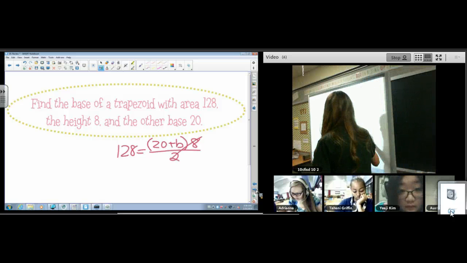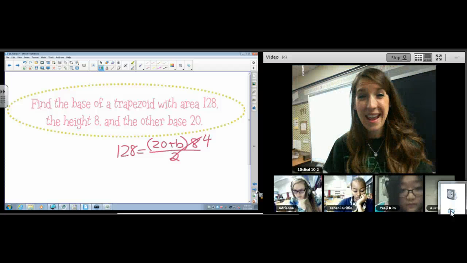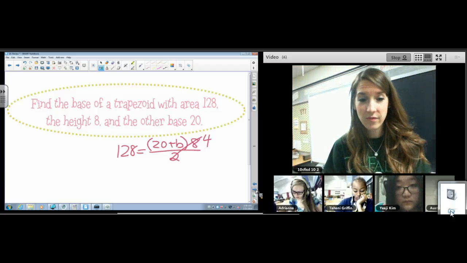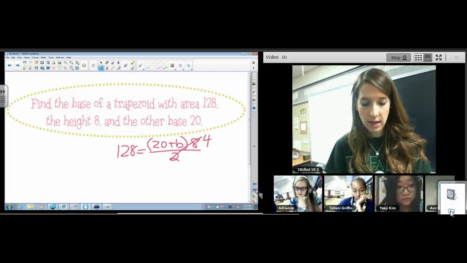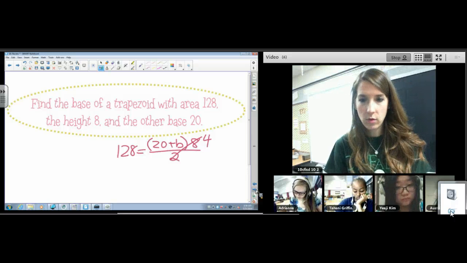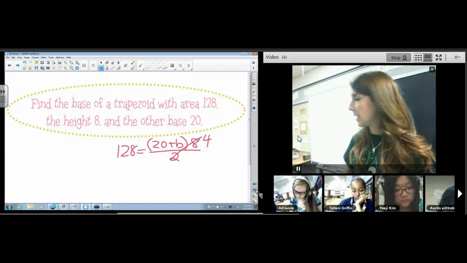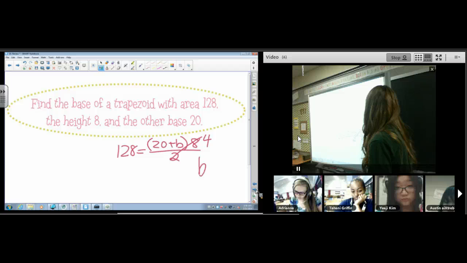Notice that that's 4. 128 divided by 4 minus 20. Are we okay? Are we okay with that? I hope so. It is 12. The other base is 12.